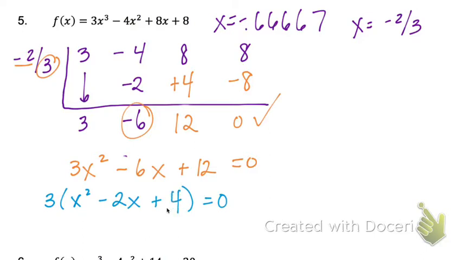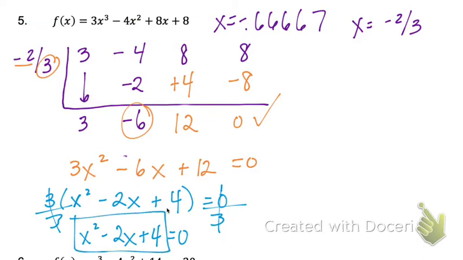Can you factor this? No, you can't. But you know what you can do? The quadratic formula. I'm going to divide by 3 first and just get x squared minus 2x plus 4 equals 0. So I'm going to do the quadratic formula on this.